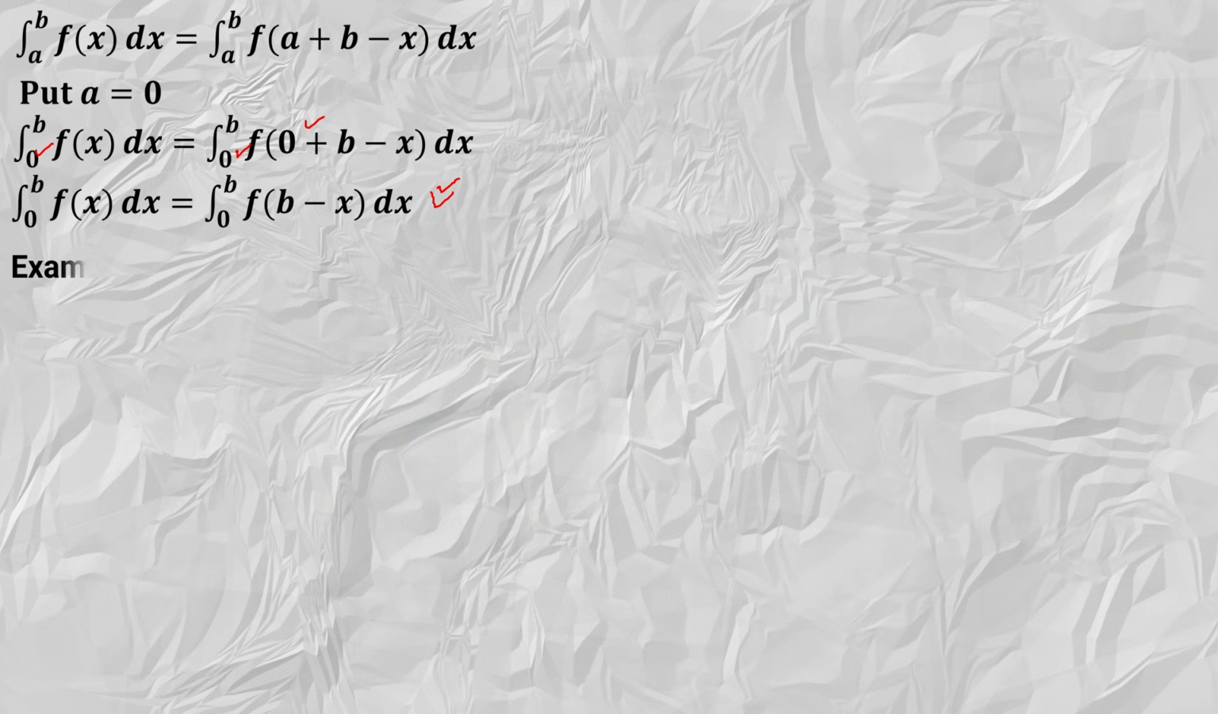Now we shall take an example to explain our property. Call this integral as integral I. Now after comparing the given integral with integral from a to b f of x dx, we get a is equal to 2, b is equal to 3, f of x is equal to square root of 5 minus x over square root of x plus square root of 5 minus x. Now we find a plus b minus x. After replacing the values of a and b, we get a plus b minus x is equal to 5 minus x.